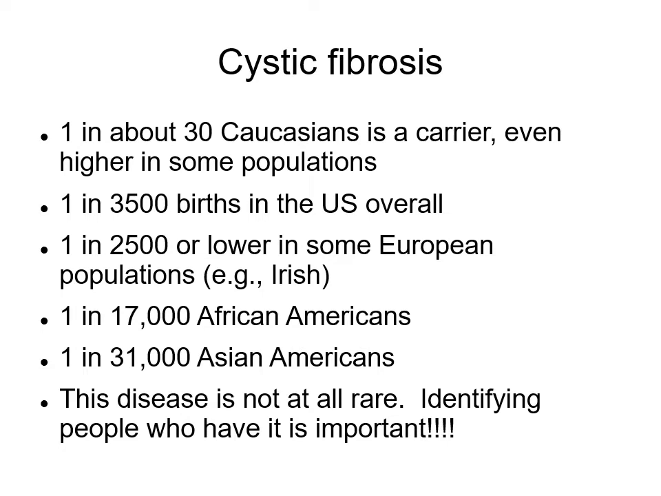Our next example is going to be cystic fibrosis, which is not at all a rare disease. About 1 in 30 Caucasians is a carrier, and there are approximately 1 in 3,500 births in the United States overall where the baby has some version of cystic fibrosis. Now, it's not restricted to Caucasians. People of all ancestries, ethnicities have this disease in them, sometimes different alleles, but this is a disease which is not strictly any particular ethnic group at all. It's also not particularly rare, and it's very important to identify people who have it so that treatments can be applied.